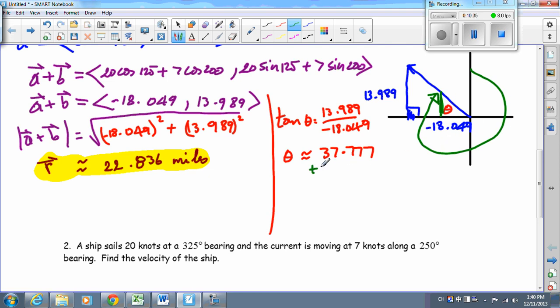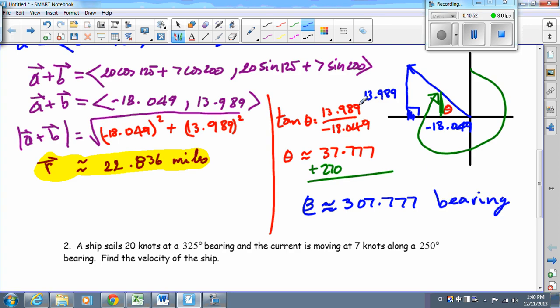So if I add 270 to this, I will end up with the bearing, or beta, approximately equal to 307.777. Let me make sure I write bearing here. And that again is important information for me, so I will go ahead and highlight it.